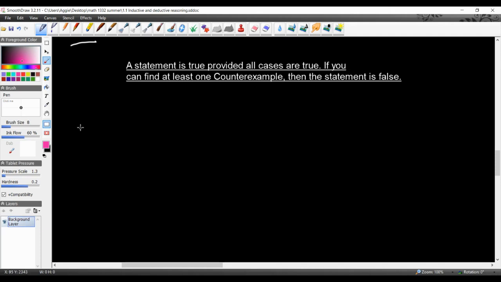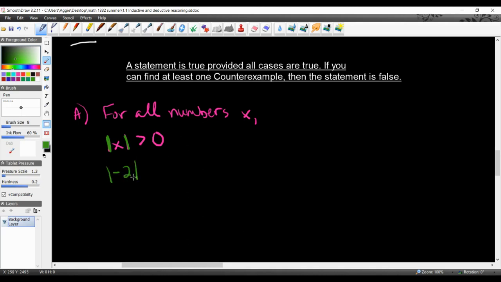Let's start with letter A here. Let's say we have that for all numbers x, the absolute value of x is greater than 0. This is the statement we're going to use. Let's do a few examples and see what it means. By the way, in case you forgot what absolute value means, it means the distance away from 0. So for example, the absolute value of -2 would be 2 units away from 0.